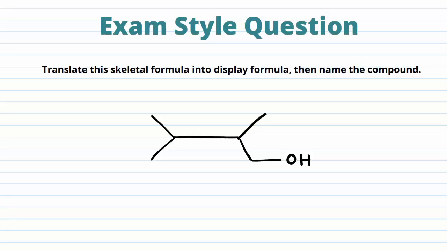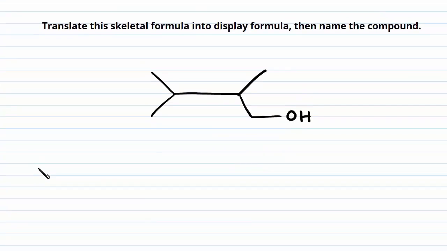So our question is asking us to translate the skeletal formula into display formula and then name the compound. So I'm going to start by quickly noting down what we've got in this formula. Then we'll translate that into proper display formula. So we have 1, 2, 3, 4 carbons in our longest chain. So I'm going to draw out a chain of 4 carbons. Then we know on the end of one of our carbons we've got an OH group.